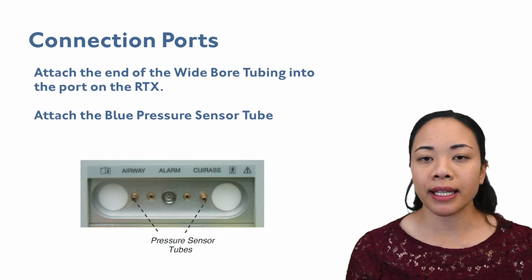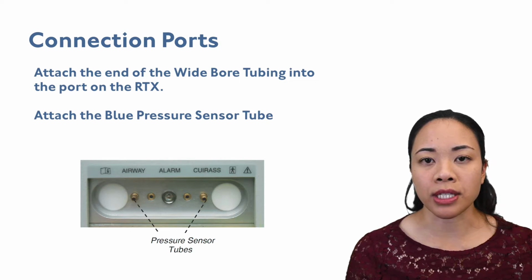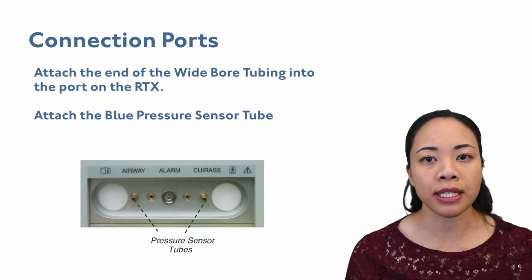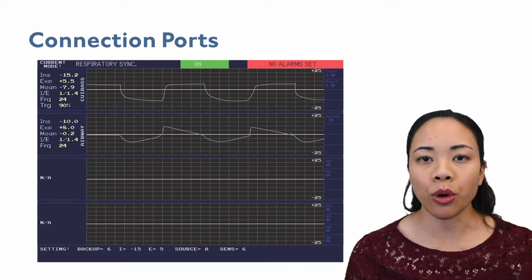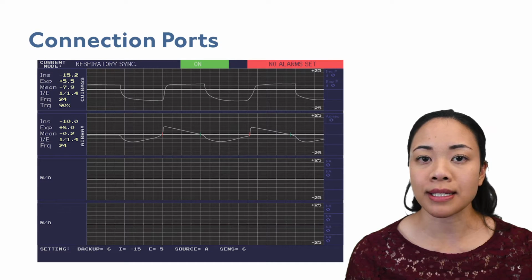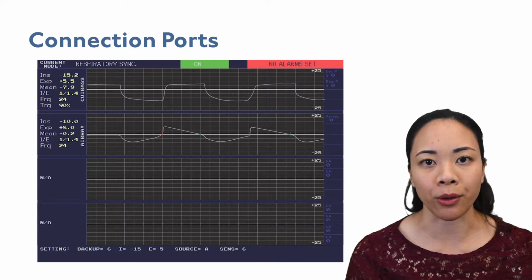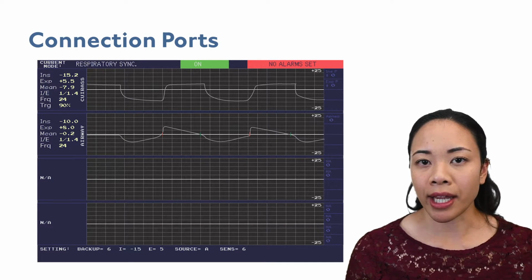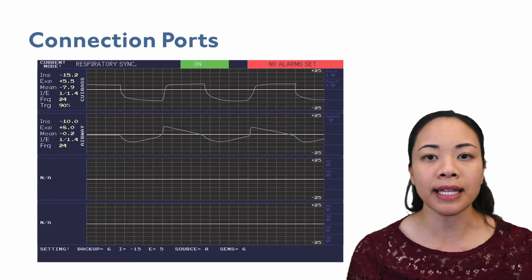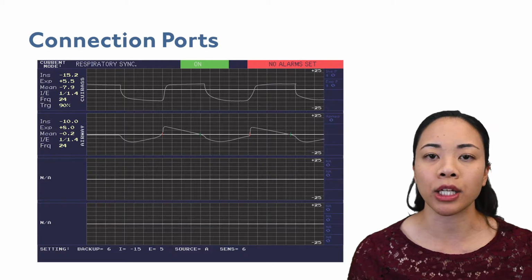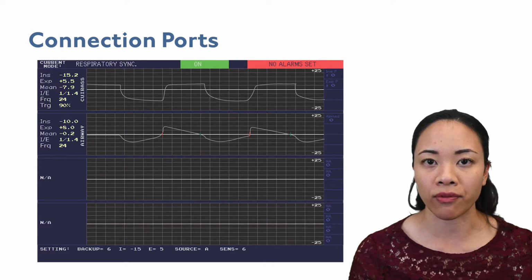Now we will finally connect our widebore tubing to the front of the ventilator and the blue pressure sensor tube to the Cuirass sensor port. If you notice the 2 horizontal graphs on the screen, one is labeled Cuirass and the other is labeled Airway. If we did have the airway sensor tubing connected to the airway sensing port, you would see activity on that graph and the corresponding numeric values to the left of the graph.